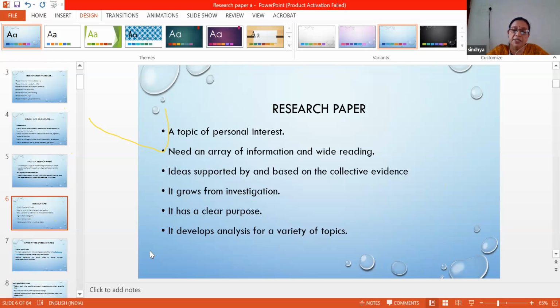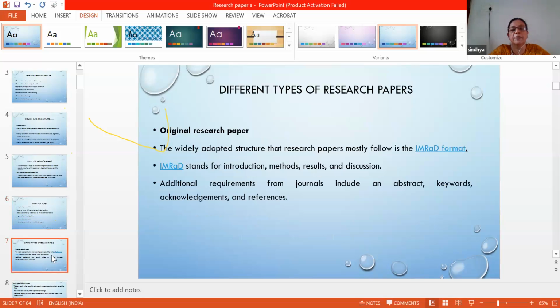So the evidence-based paper or the evidence-based activity is known as preparing a research paper. It grows from investigation, and it should have a purpose, and it develops analysis of a variety of topics. So when we concentrate on a single theme, we have to read different topics, and analyze them, so that we can narrow down our topic to a single concept for preparing a research paper.